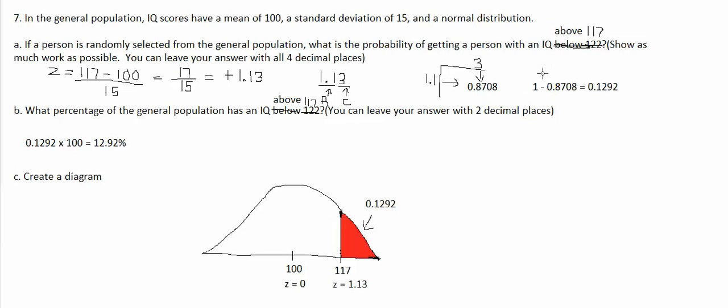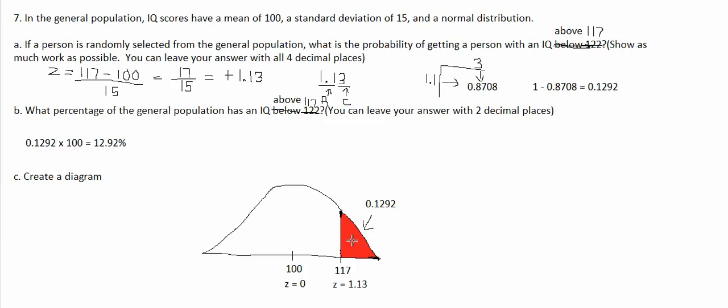And if you're wondering why we subtract 1 by the below probability, it's because the entire curve is equal to 1. Well, the entire curve is 100% of the population, right? And 100% is 1 when you write it as a decimal. So what we're doing basically here is 100% minus 87.08%, and we get the other percent. So here we have roughly 87%, here we have roughly 13%, and it all adds up to 100%.